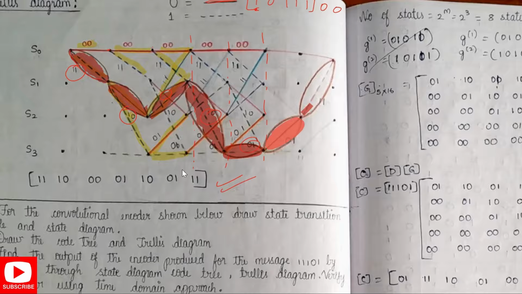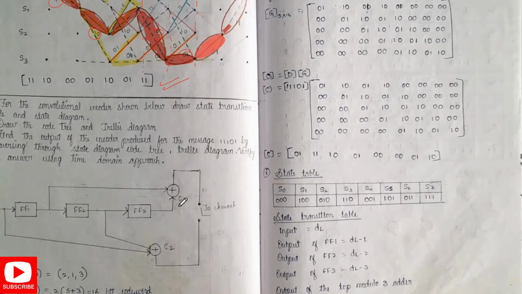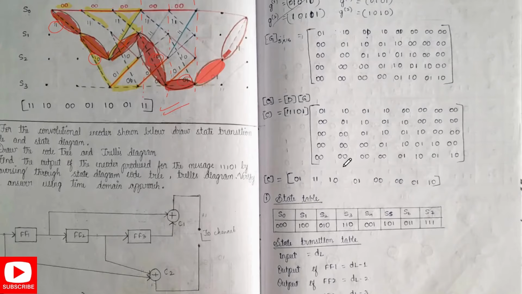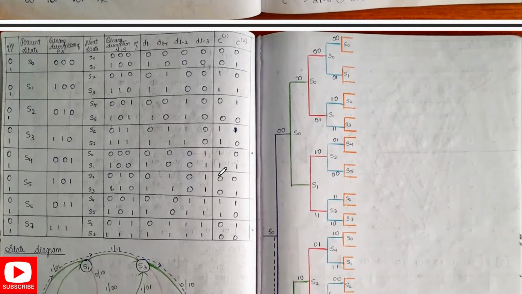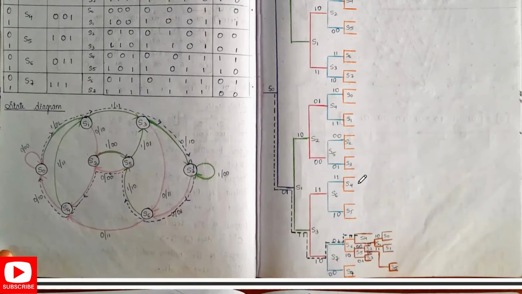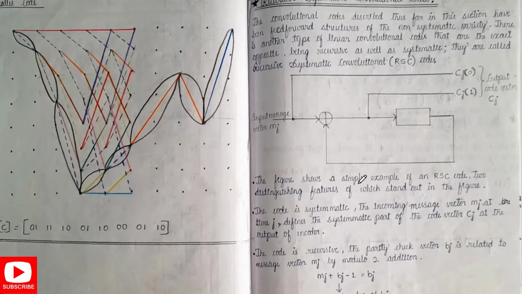So this was about the Trellis diagram. I hope you have understood it. Similarly, we have some other problem. Same thing. First, you have to find out the generator matrix, then the state table. Then you have to write the state diagram. Then comes the code tree, and then comes the Trellis diagram and the output.